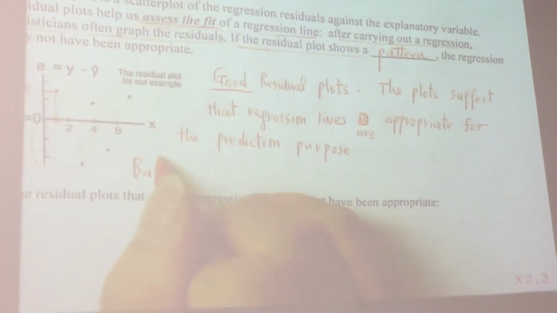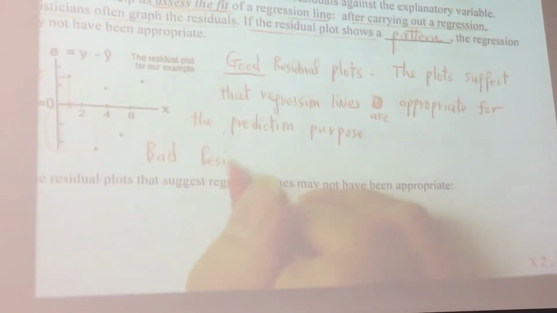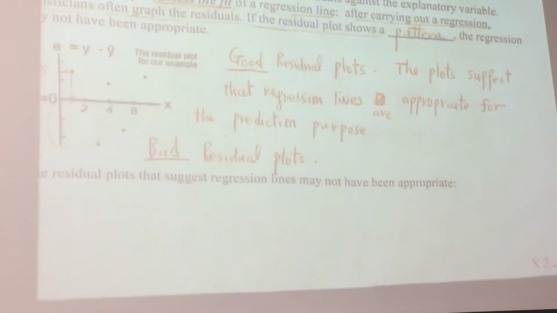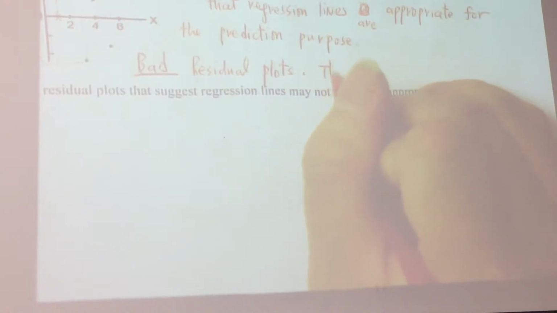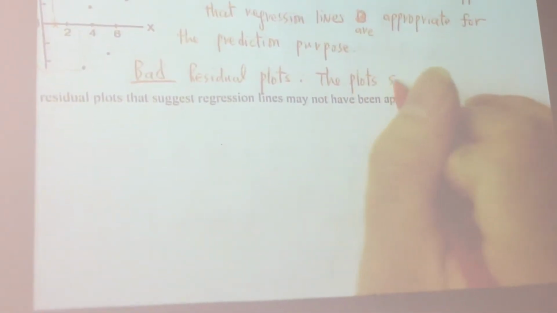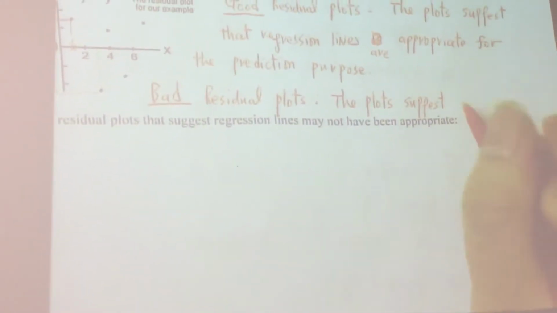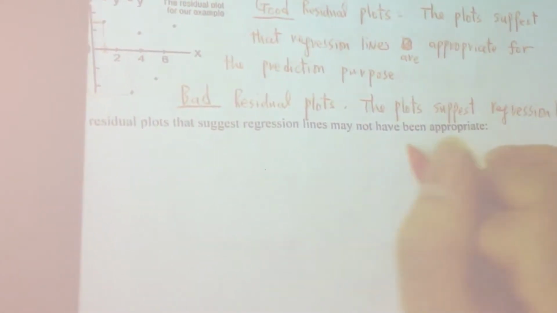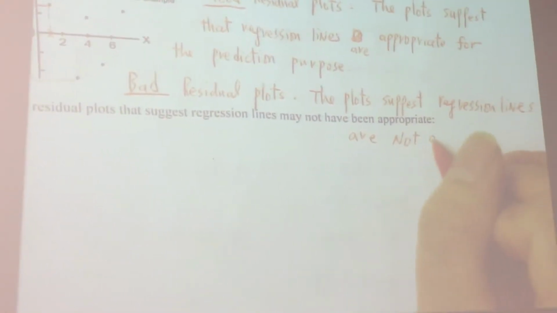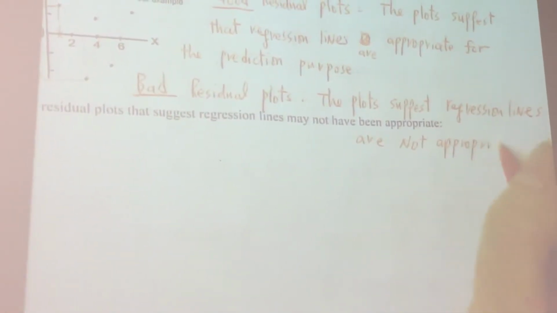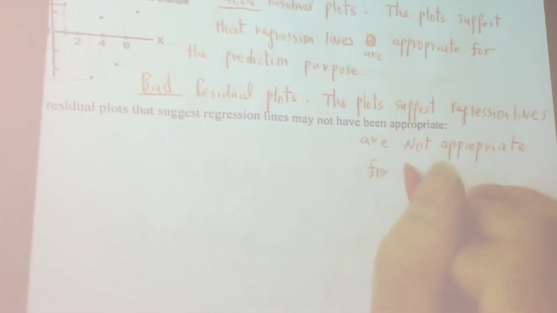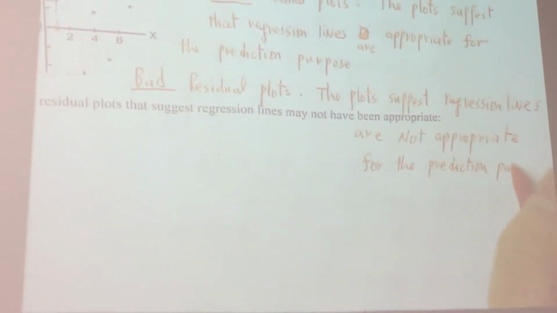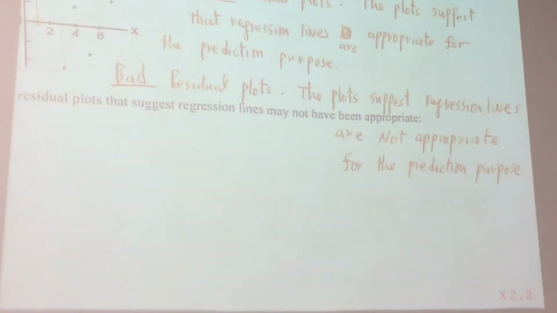And a bad residual plot, what does that mean? When I say bad residual plot, bad means the plot suggests the regression line is not appropriate for the prediction purpose. Okay? Appropriate and not appropriate.